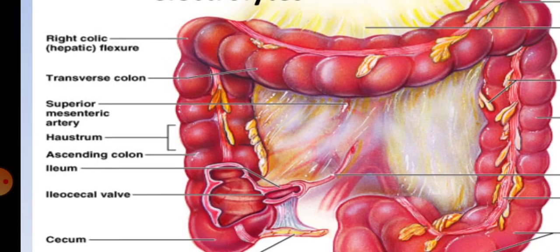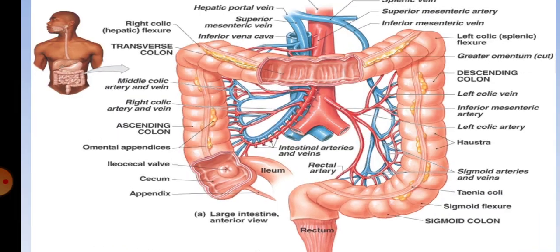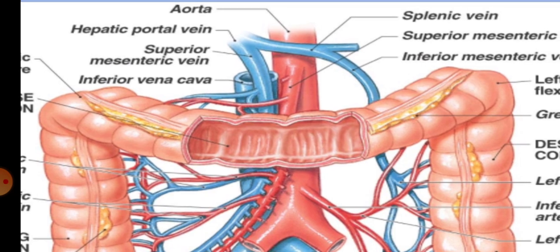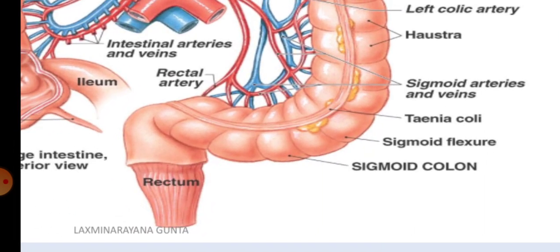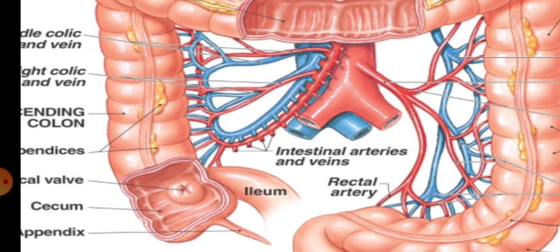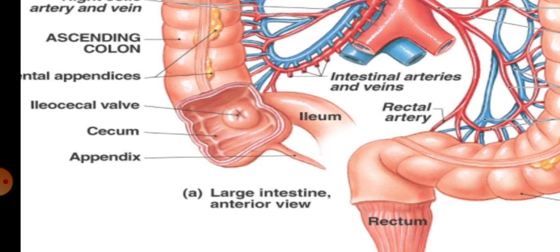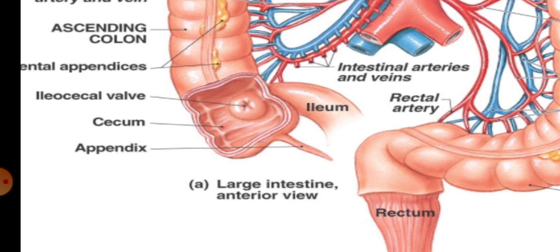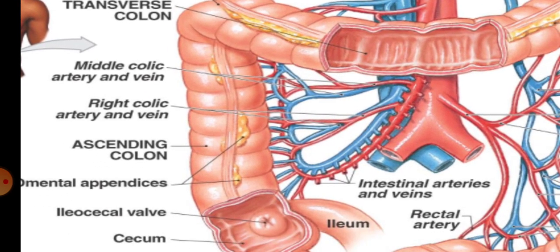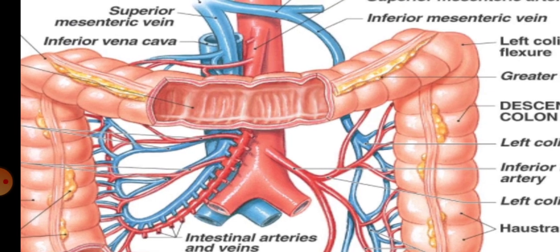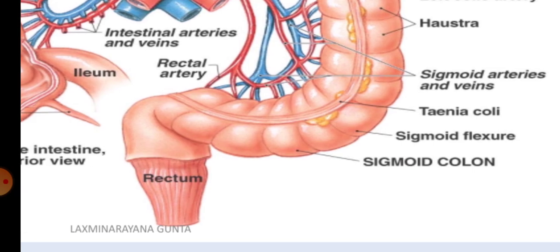This colon is further divided into ascending colon. This one is ascending colon, this one is transverse colon, this one is descending colon, and the last one is sigmoid colon. The first portion of the large intestine is the blind sac-like structure called cecum. This cecum opens into colon. This colon is divided into ascending colon, transverse colon, descending colon, and the sigmoid colon.